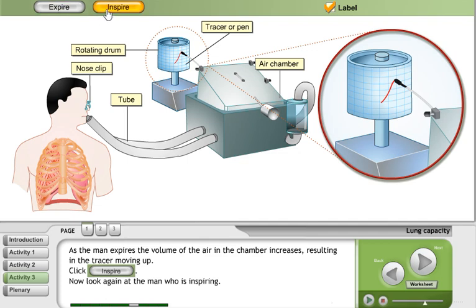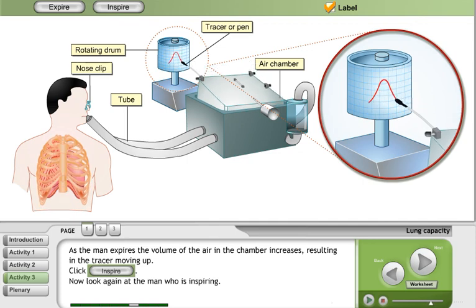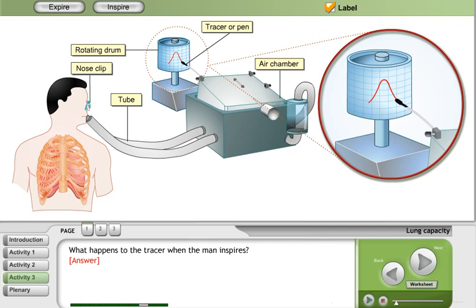Click Inspire. Now, look again at the man who is inspiring. What happens to the tracer when the man inspires? Answer: a pen traces a line downwards. When the man inspires, air is taken in. Volume of the air in the chamber decreases, and its lid moves down.